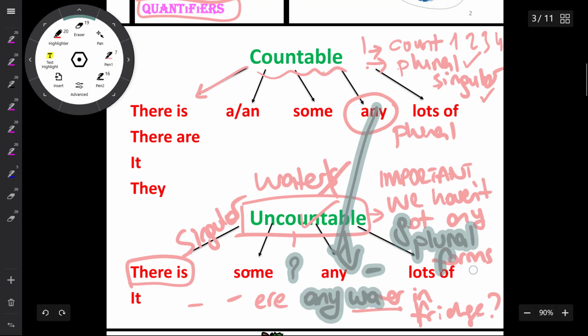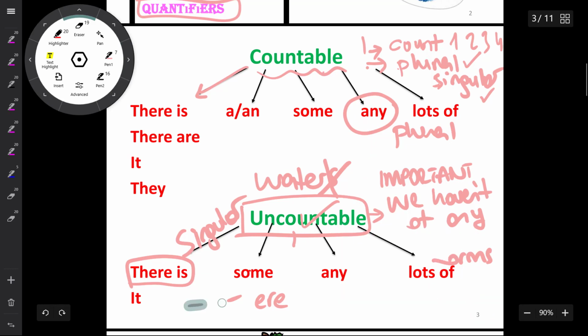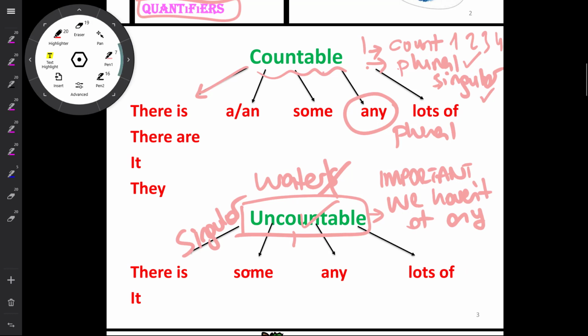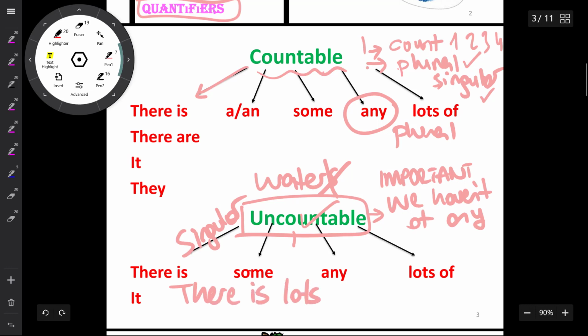And what about the lots of? Let's look at lots of. Lots of, we use lots of with the uncountable nouns. It should be singular, like that. There is lots of orange juice.